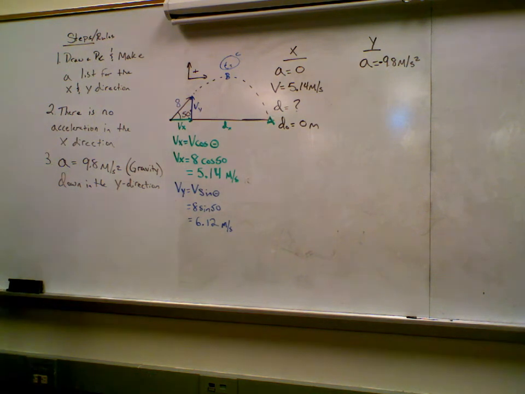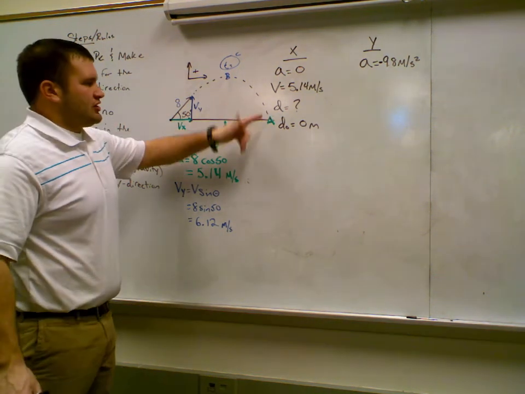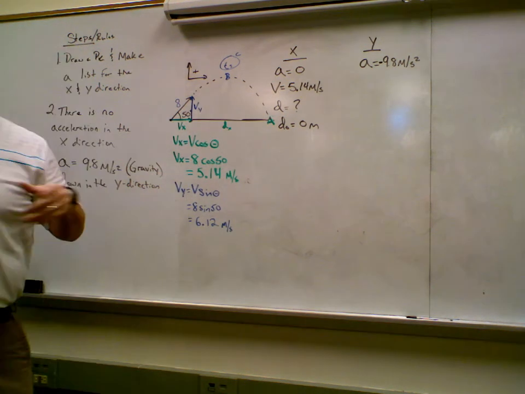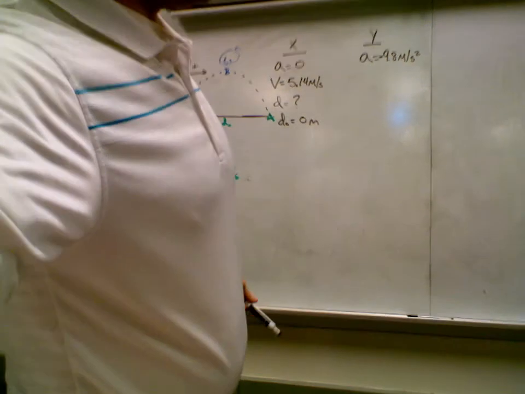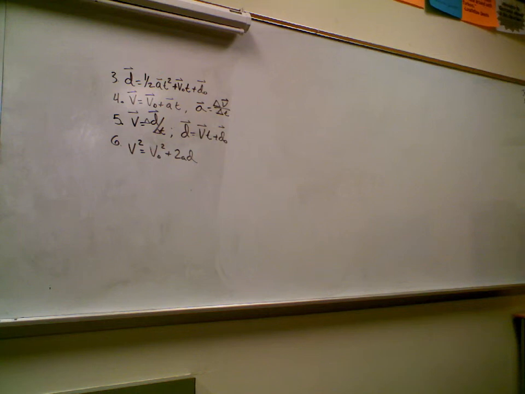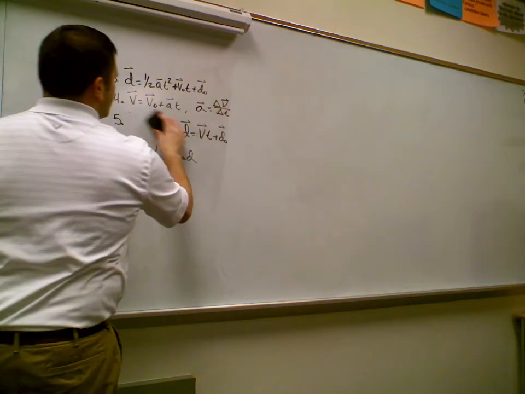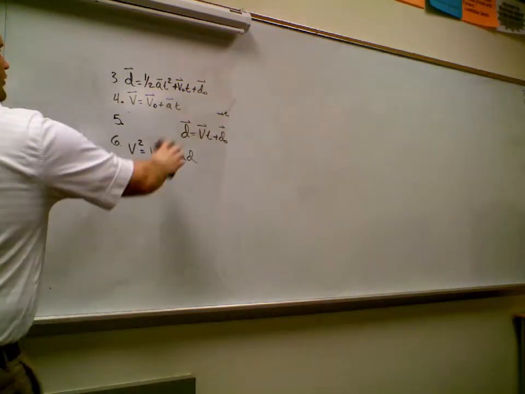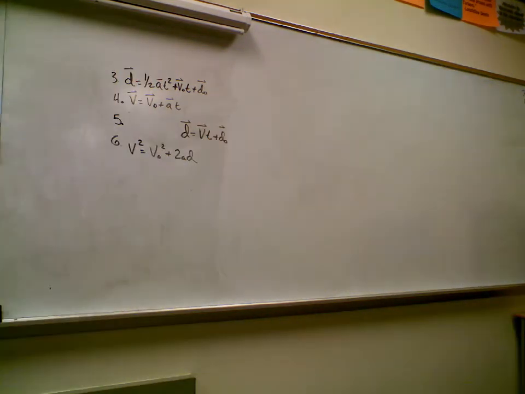So we want to find position here. We know D naught is 0, we know V is 5.14, we know A is 0. Take a quick look at our equations. Is there any equation that we can fill in all the variables for? Why don't you erase these delta ones, because I think they get a little confusing this time of year. That's alright, you can write it down. I'll help you remember that it's the same thing. Is there any of those equations that we can populate everything?